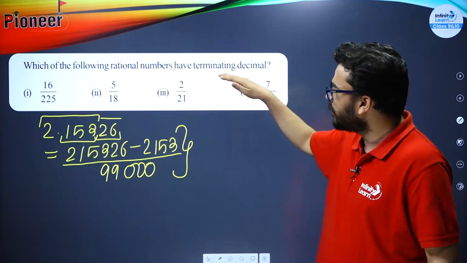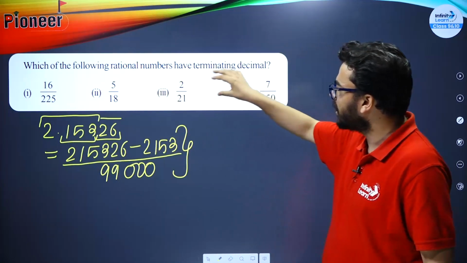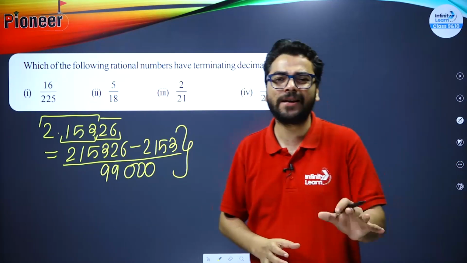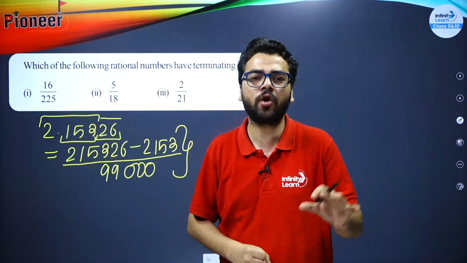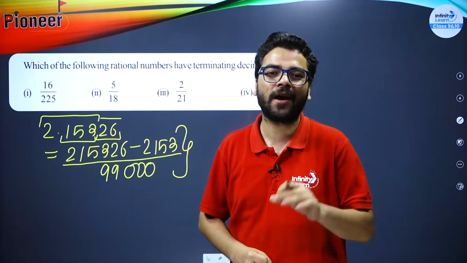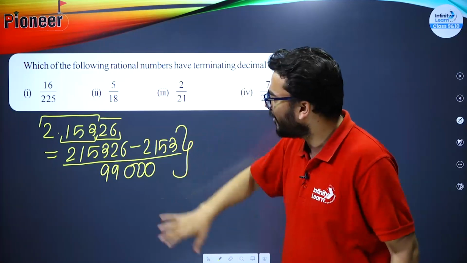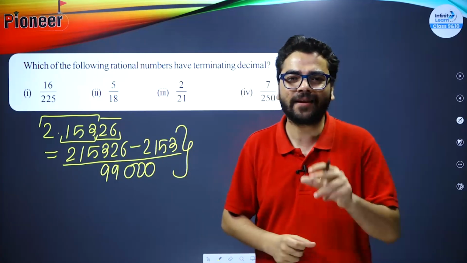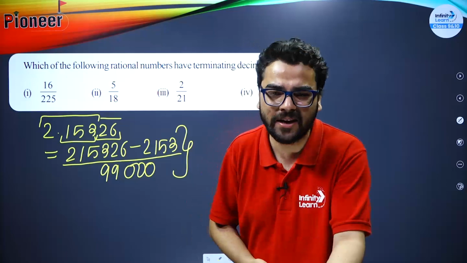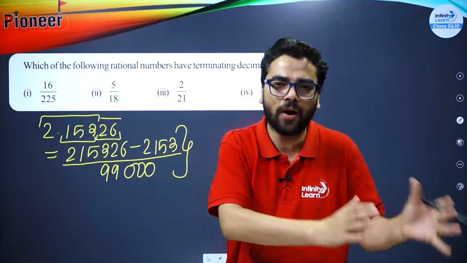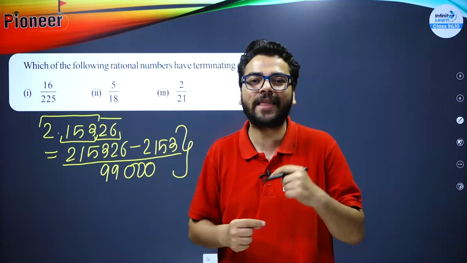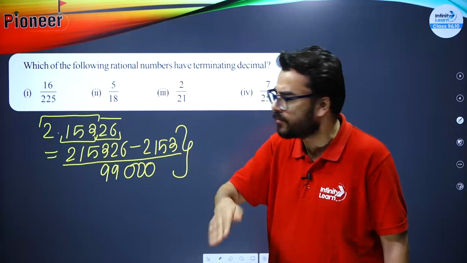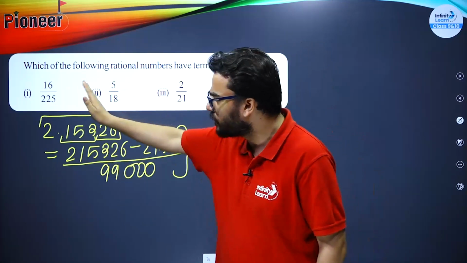Now you see, this type of question is also asked. Which of the following rational numbers have terminating decimal representation? Now you know the terminating decimal representation and non-terminating decimal representation of rational numbers. Now for example, you have been given some numbers. How can you say that this number will have a terminating decimal representation and this will not have a terminating decimal representation without actual division? They are not asking to divide 16 by 225. It will take too much time, right? In the same manner, they are not asking to divide these things.